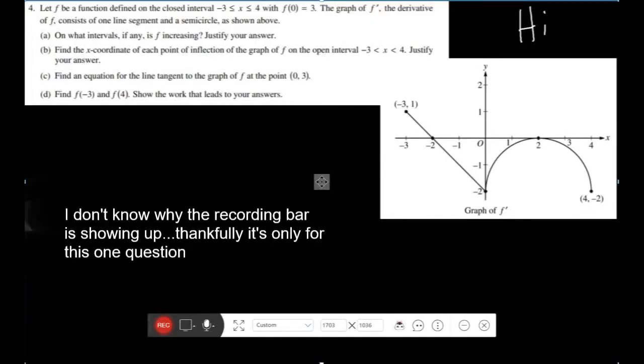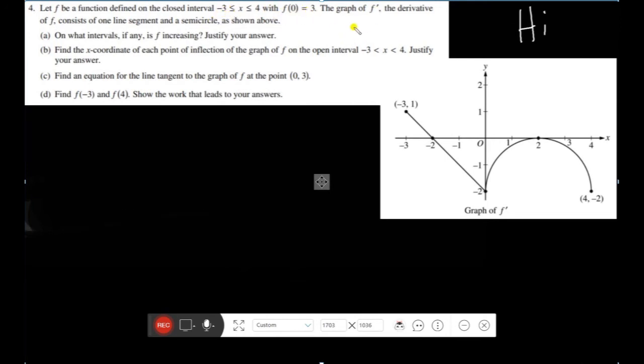Alright, question 4. So we have f being a function defined on [-3, 4], with f(0) = 3. We have f'(x) given below with a line segment and a semicircle. So part A asks, in what intervals, if any, is f increasing? Okay, so with these kind of questions, where you can see they're asking us stuff in words, it seems like this is about increasing, this is about point of inflection. None of those are about f'(x).